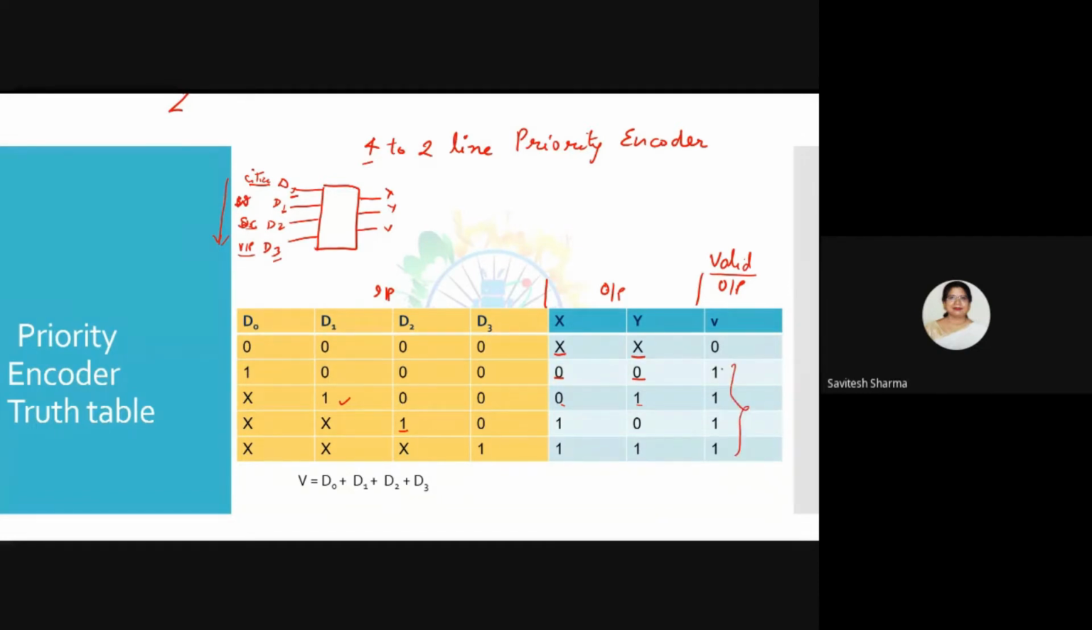In all these 4 cases, these are my valid outputs. That's why I am making V equal to high. And for the case when all lines are 0, meaning no one is there, whatever the X and Y are, I don't care. I will show this as a not valid signal, so I will make V as 0, V as low.